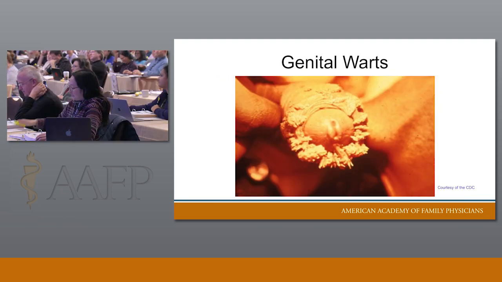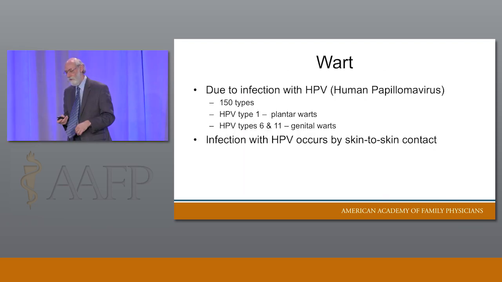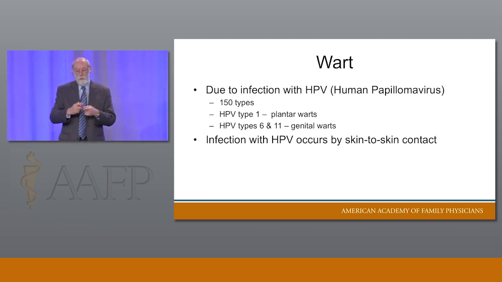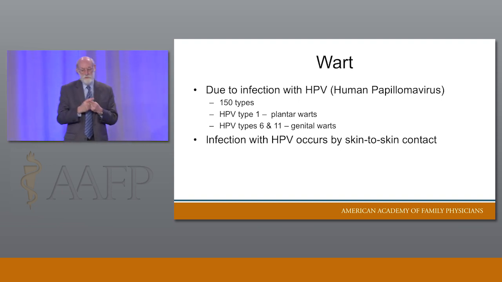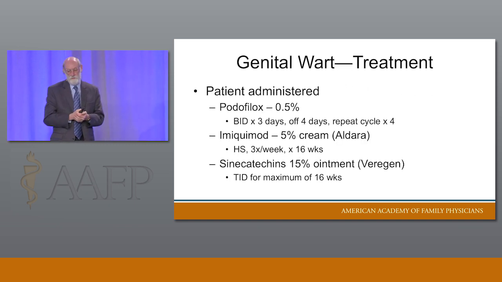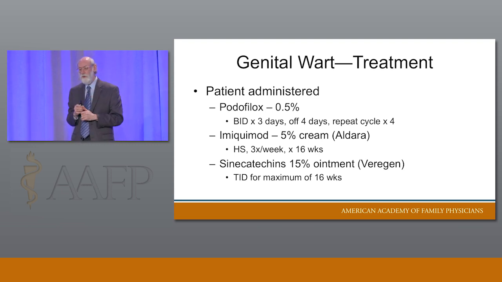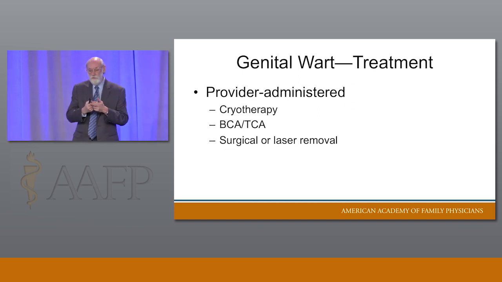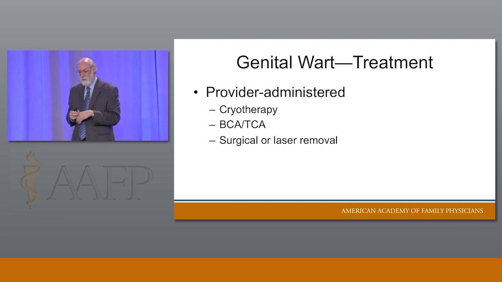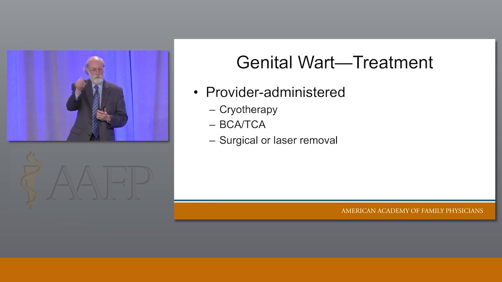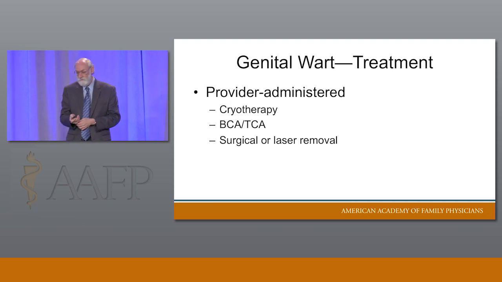Genital warts can be these cauliflower-like lesions, and they can be pretty disfiguring. Warts are due to HPV infection, lots of different types. Type 1 is plantar warts; 6 and 11, genital warts, and they're spread by contact. How do we treat them? There are patient-administered treatments like podophyllotoxin, imiquimod, and sinecatechins, all expensive. Or they can come to the office and we can freeze them, use acid on them, or laser them. The CDC doesn't want us using the old tincture of podophyllin and tincture of benzoin anymore, because they think that's too toxic to surrounding tissues.